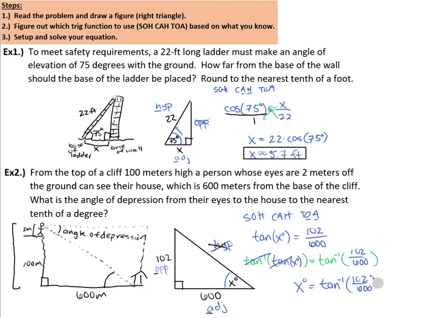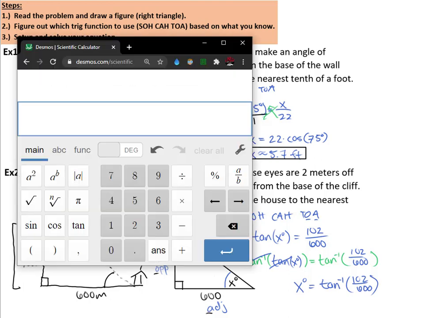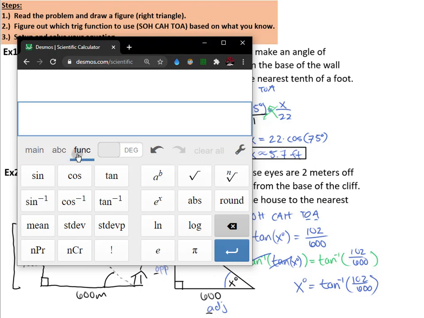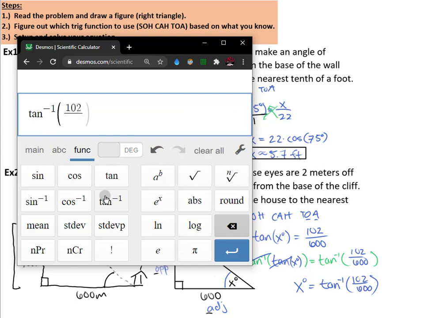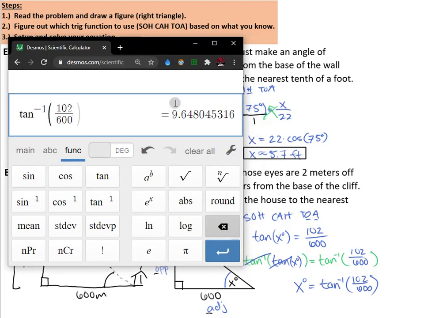And so now we'll need to go to our calculator, and we're going to also go to the nearest tenth of a degree. Okay, so remember, if you're using the inverse, specifically with Desmos, you need to go to Functions, little Function tab, and then Inverse Tangent. 102 divided by 600. Again, make sure your calculator's in degree mode, or it's going to think it's in radians and give you an incorrect answer.